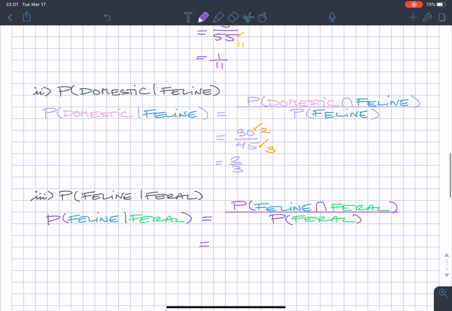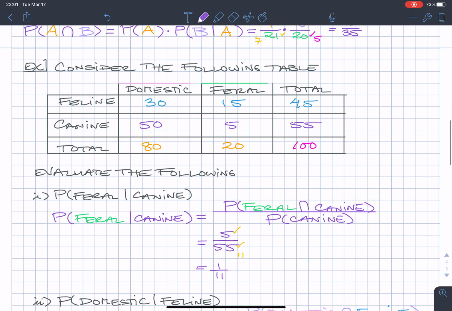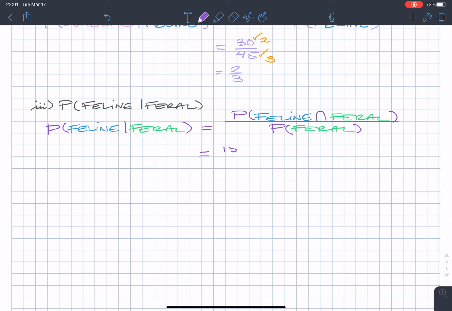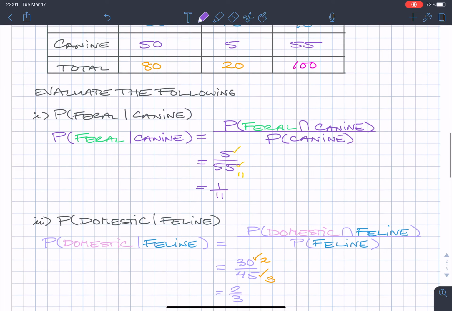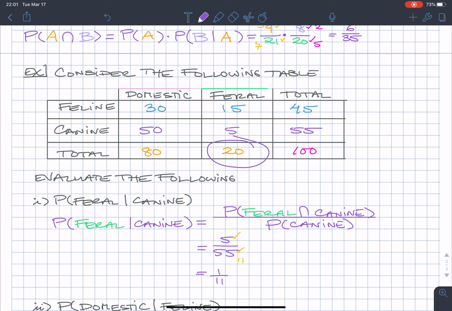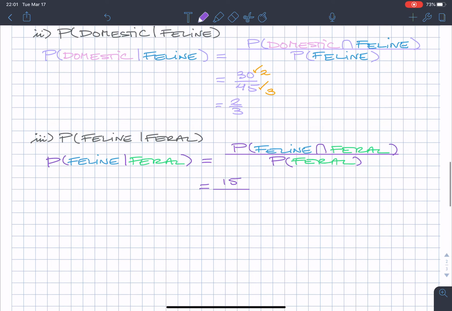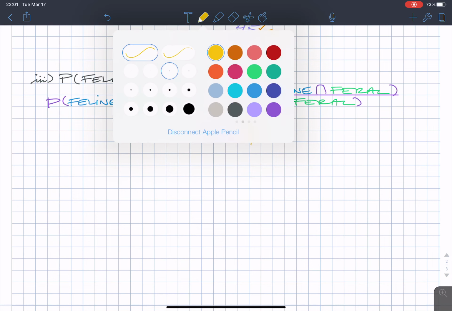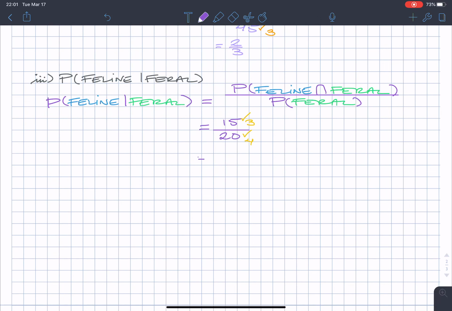Okay, so let's go feline and feral. It looks like there's 15 of those. So 15 feline ferals divided by the probability of being feral. How many feral animals do I have? Looks like I have 20 feral animals in total. So this reduces. 5 goes into 15 3 times, and 5 goes into 20 4 times. So the probability of being feline, given that you're feral, is 3 out of 4. Okay, so I hope this makes sense.